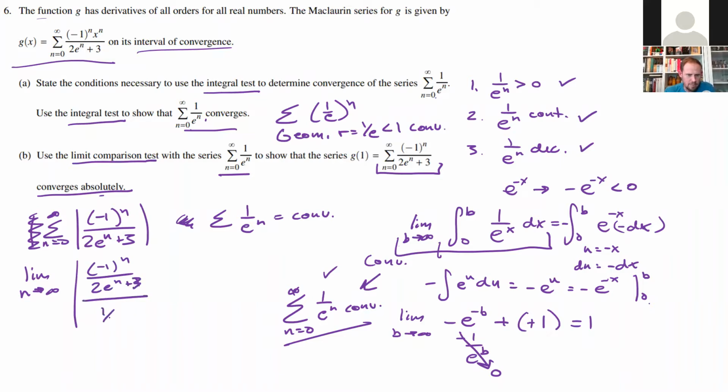Over this guy. And if this just equals a number, then they both do the same thing. That's the limit comparison test. All right, so the absolute value is going to kick out that guy. So we're going to flip and multiply.